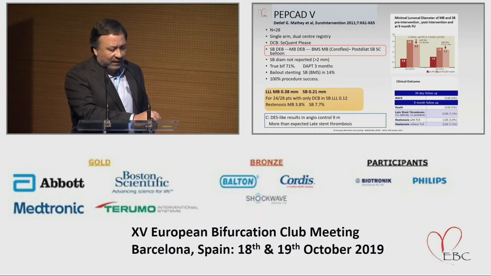They said that the side branch late loss was 0.21 and in the main branch 0.38. So they conclude that with this strategy they have DES-like results in angio control at 9 months. But in the clinical outcome, they have two patients with late stent thrombosis. So they have more than expected late stent thrombosis in the main branch.